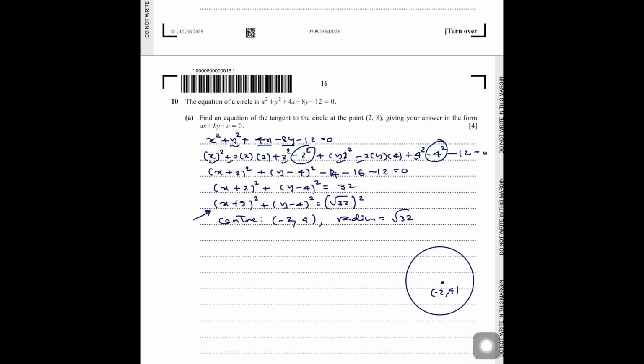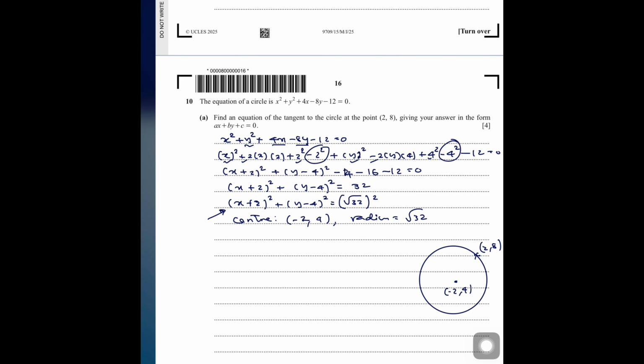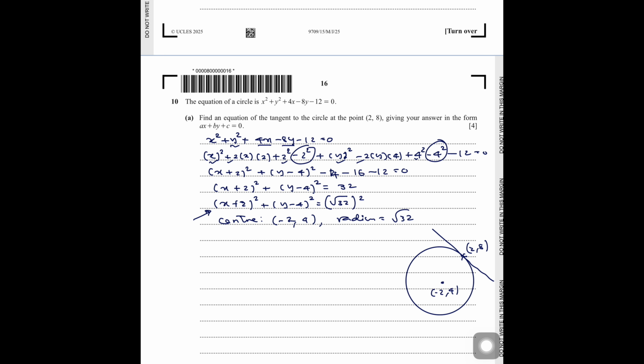What was the point of writing this? Because this is 2, 8. I need an equation of the tangent at this point, isn't it? So what I have done, I found the center and radius. So I know the radius and the tangent is at a 90-degree angle. So I'm trying to figure out the equation of the tangent, which is y equals mx plus c.